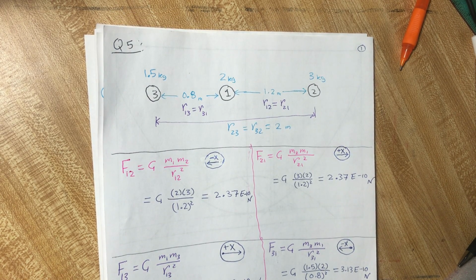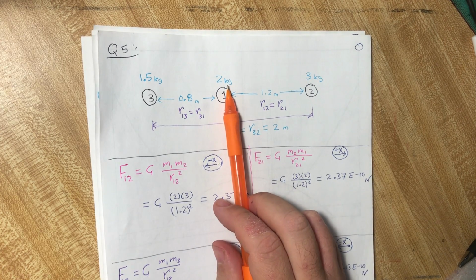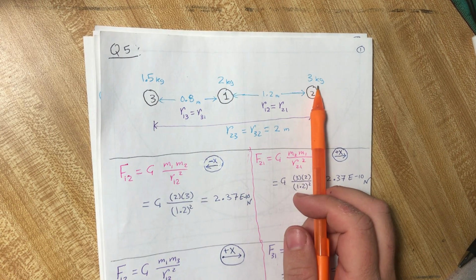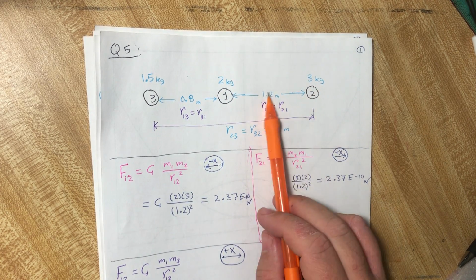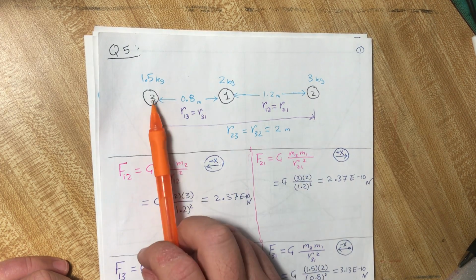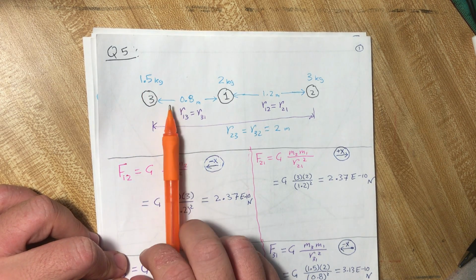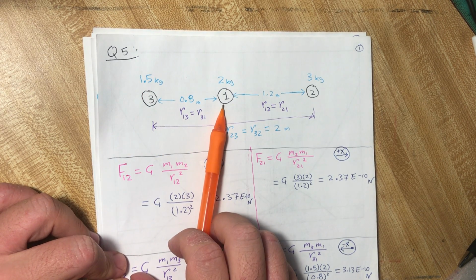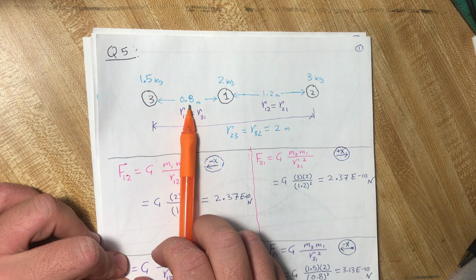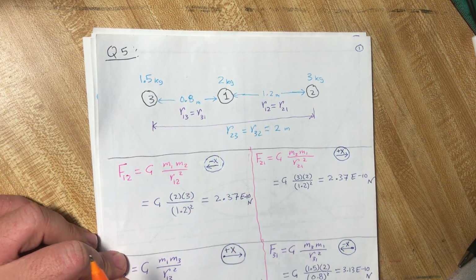We have 3 bodies. The first one is 2 kilograms, the second is 3 kilograms, and the distance between them is 1.2 meters. The third one is 1.5 kilograms. It is on the left of the first object at a distance of 0.8 meters, which is 80 centimeters.